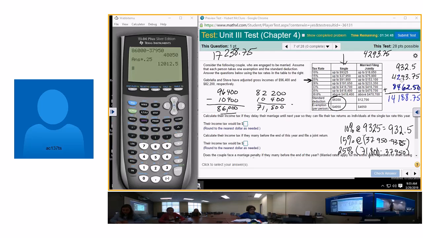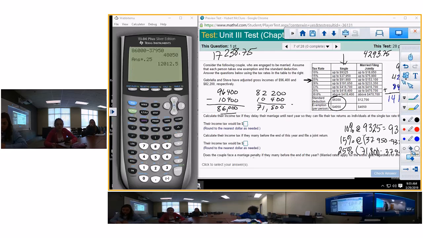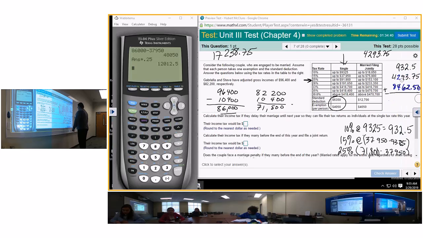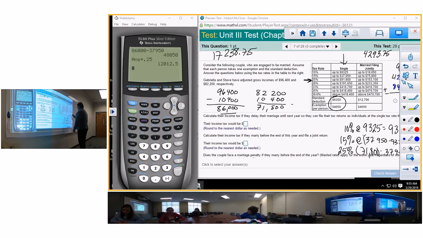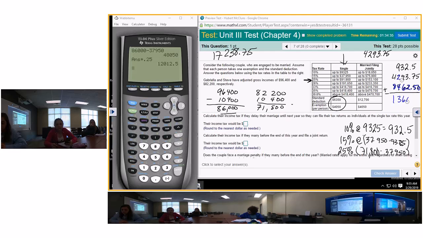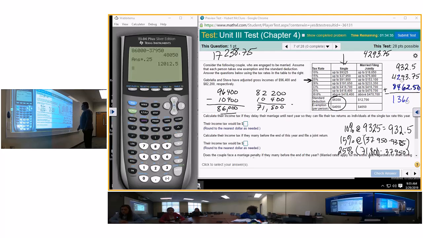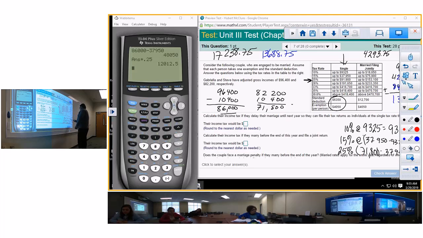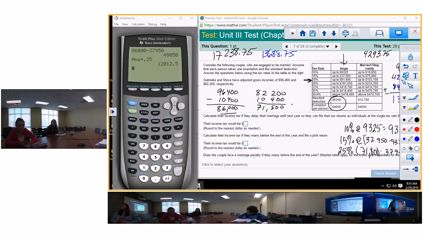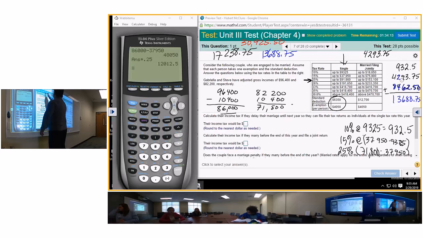Okay, somebody redo the calculation then. It changes it to 13,688.75. Give it to me again. 13,688.75. So that's Steve's: 13,688.75. Now add those two together. Somebody give me that number. 30,927.5. Okay, that is what they both owe separately to Uncle Sam.